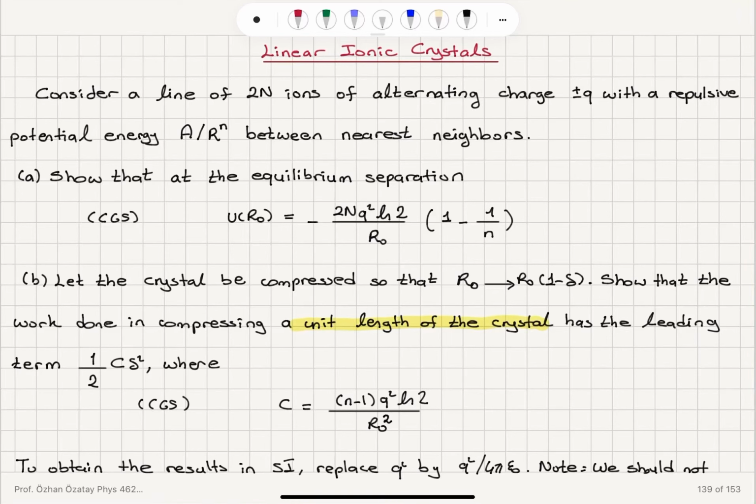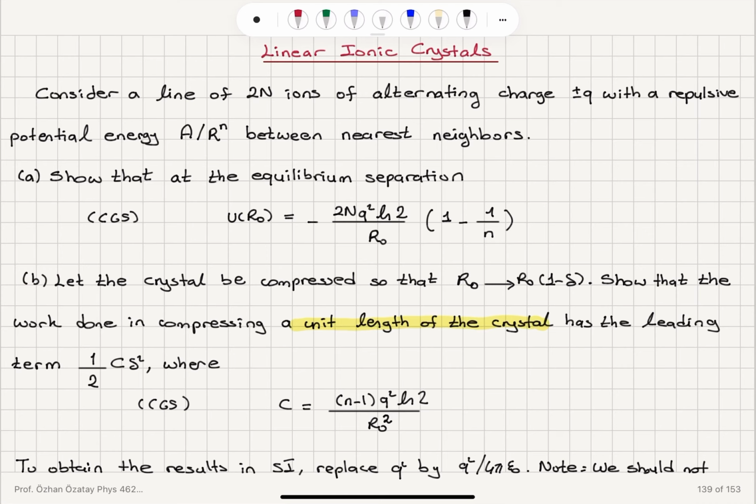Now we come to the second part of this question. So in this linear ionic crystal, a line of 2N ions of alternating charge plus or minus Q, with a repulsive potential energy A divided by R to the power n between nearest neighbors, we showed that at equilibrium separation we have this expression for the potential energy.